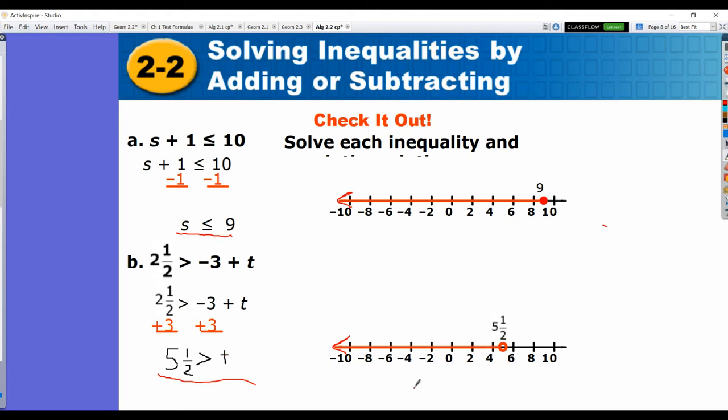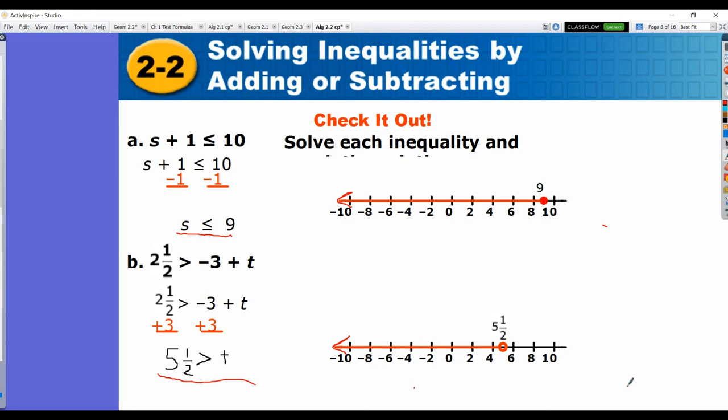To graph it, first let's get ourselves a circle on 5.5. All right, open circle because we don't have the equal to part. Okay, so there's our circle on 5.5. Look at where your variable is. Your variable is on the smaller side of the symbol, the less than side. So we need to show everything smaller than 5.5. All right, there's your answers for those problems.